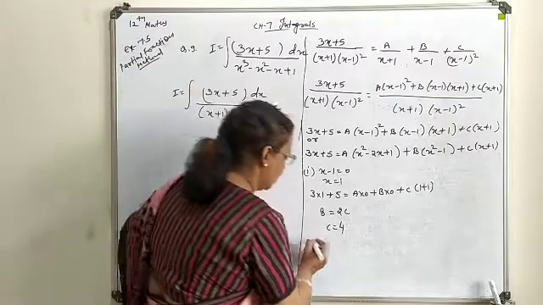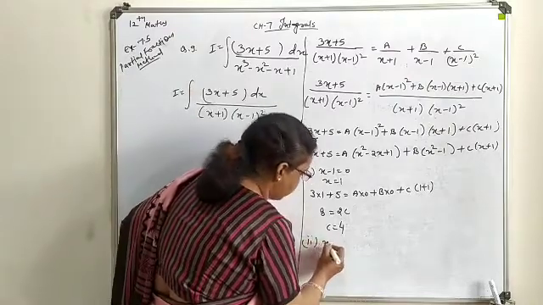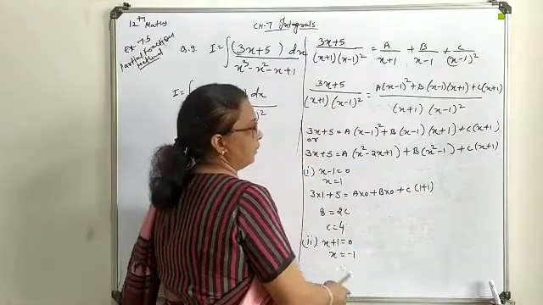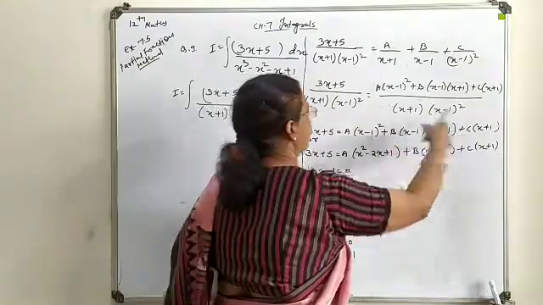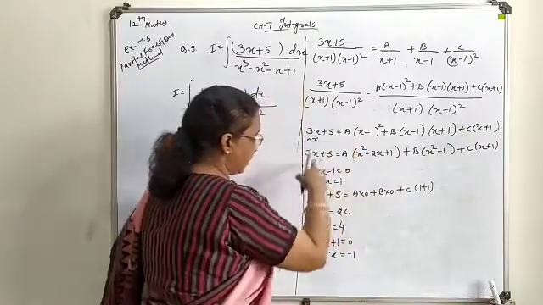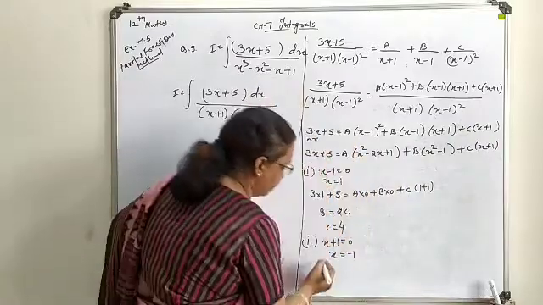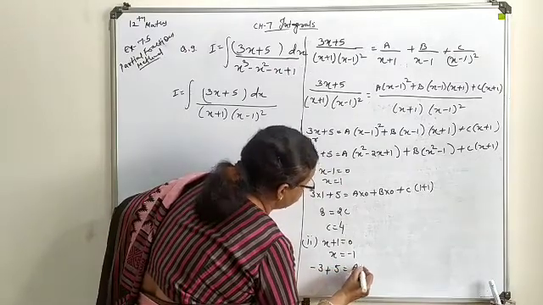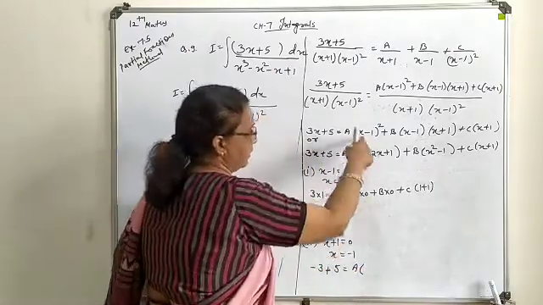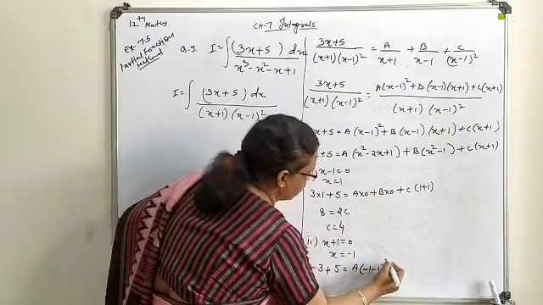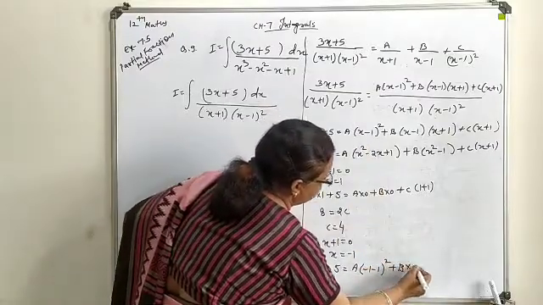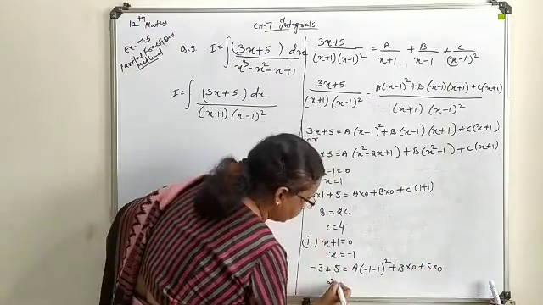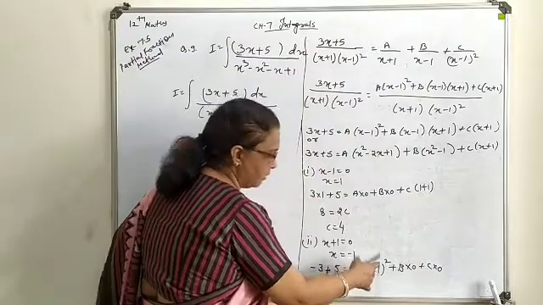Now the second one is the substitution of x plus 1 equal to 0, meaning x is equal to minus 1. So at that time what will happen? This will turn to 0, this will turn to 0. So evaluation of A will take place. So this will be minus 3 plus 5, equals A into, in place of x minus 1, minus 1 whole square, plus it will be 0 and that will also be 0. So here it will give you 2, and this is minus 2 square, meaning 4A.